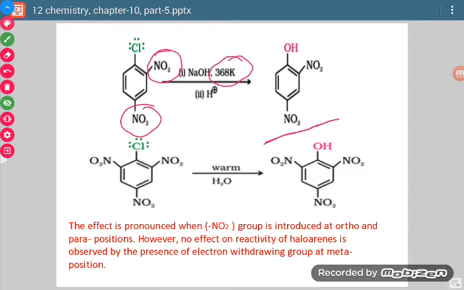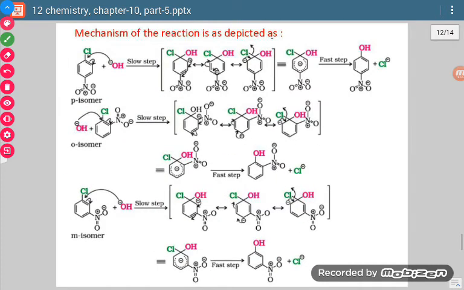Similarly, if I take this one where three nitro groups are attached in the reactant, then we just have to warm it in the presence of water, and there will be formation of phenol having three nitro groups attached. So it means that there is an increase in the reactivity of the molecule because of the presence of electron withdrawing groups.